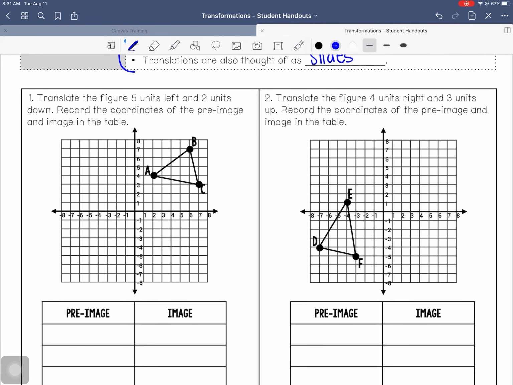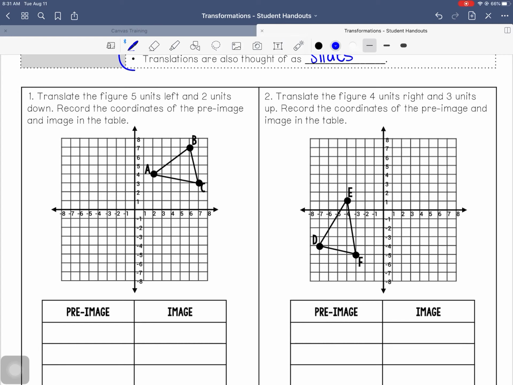All right, let's do some application. Translate the figure 5 units left and 2 units down. Record the coordinates of the pre-image and image in the table. What we're going to do is look at every point, and from every point we're going to go 5 units left, 2 units down. I'm going to start with A. 5 to the left: 1, 2, 3, 4, 5. And then 2 units down: 1, 2. When I plot the point, I'm going to label it A prime to show that is our new image. The apostrophe after the letter, the prime, designates that that is our new point.